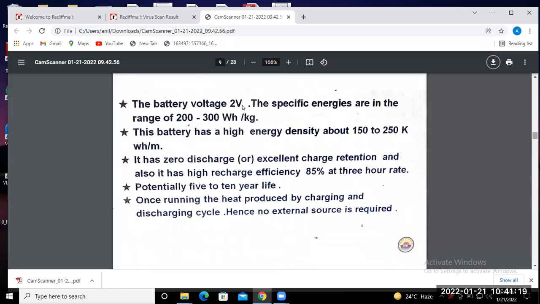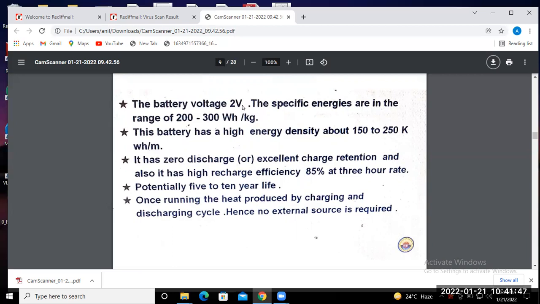So the battery voltage is 2 volts. The specific energy is in the range of 200 to 300 watt hour per kg. This battery has a high energy density, about 150 to 250 watt hour per liter. Okay, so it has zero self-discharge, or excellent charge retention.